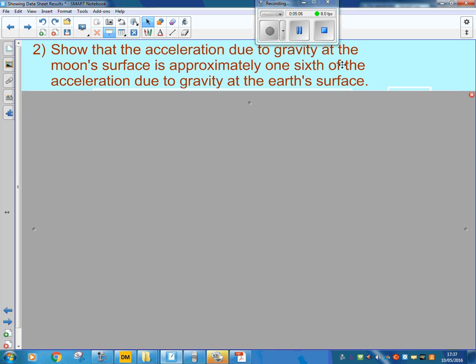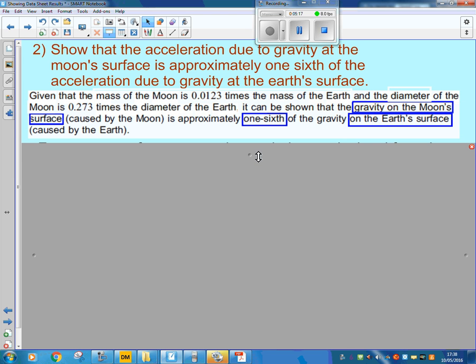Show that the acceleration due to gravity at the Moon's surface is approximately 1/6 of the acceleration due to gravity at the Earth's surface. So again, let's look at the information. This is at the bottom of page 3, and you'll see we're talking about the gravity on the Moon's surface is approximately 1/6 that on the Earth's surface.